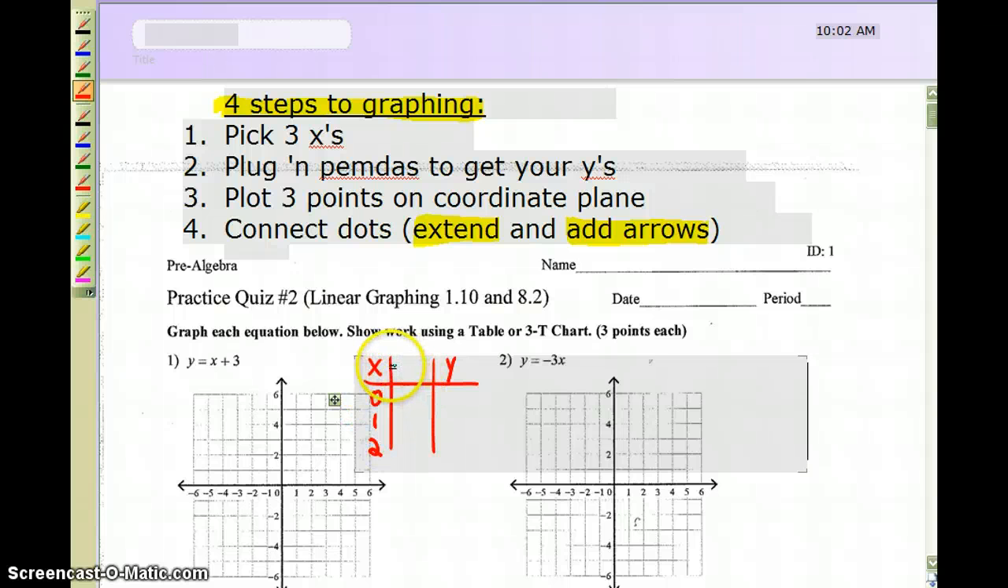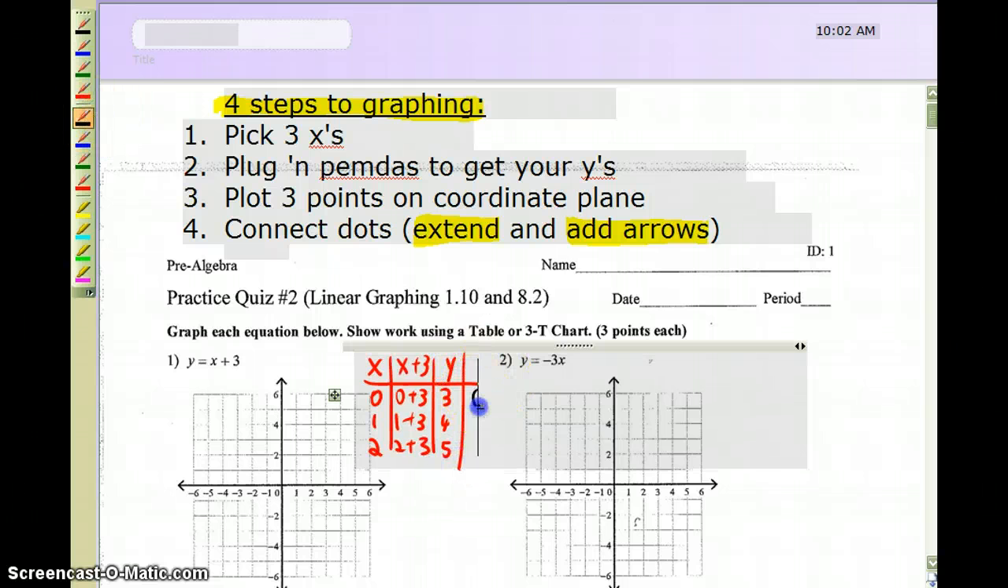And then I'm going to do step 3, which I'm going to plug it in to my equation here. The equation is x plus 3. So I'm going to do 0 plus 3 when I plug it in, giving me 3. 1 plus 3 giving me 4. 2 plus 3 giving me 5. So the results of that is these 3 points, 0, 3, 1, 4, and 2, 5.